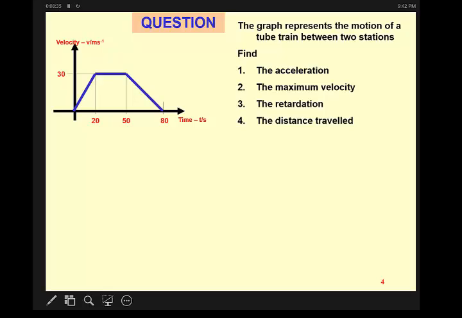So now you should go to the quiz and do your best to answer these 4 questions. Go back over the PowerPoint as many times as you need to think it through, and I'll give you a clue. Look for the gradient in each of the blue lines and look for the area under the graph.